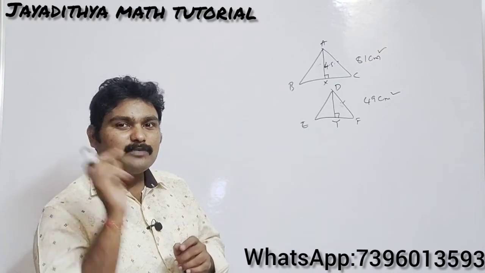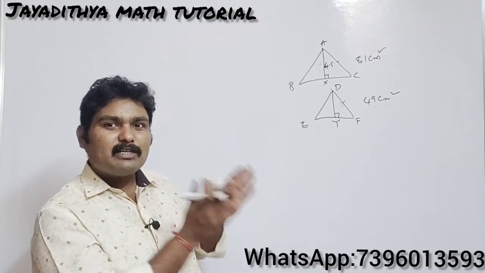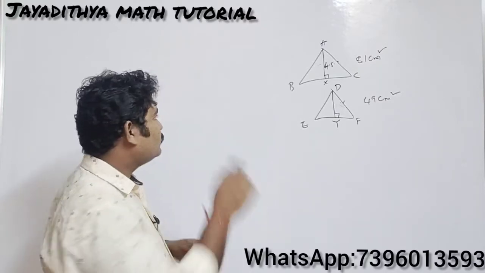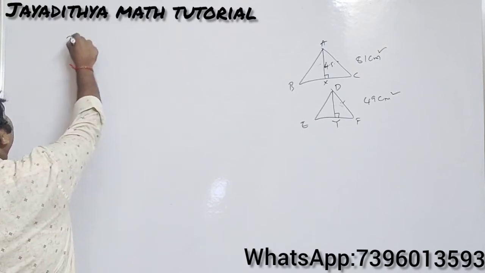That means corresponding altitudes ratio will be equal to corresponding sides ratio. Is that right or not? So you should understand in that manner. So let us see here. Let us understand this one.